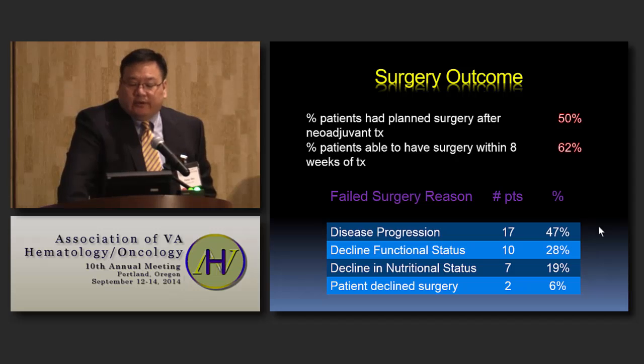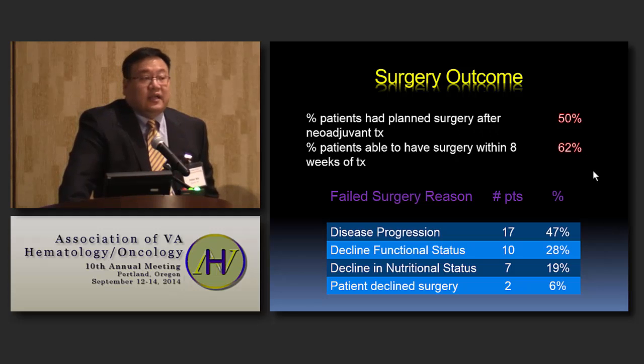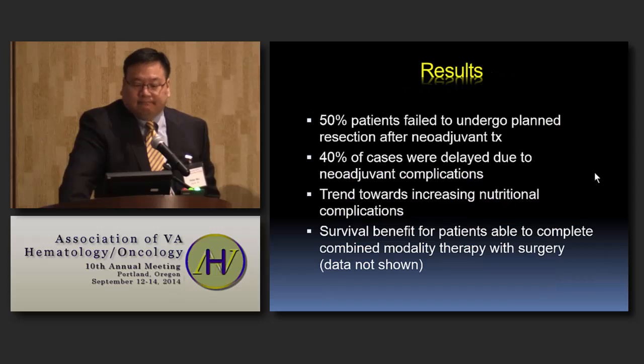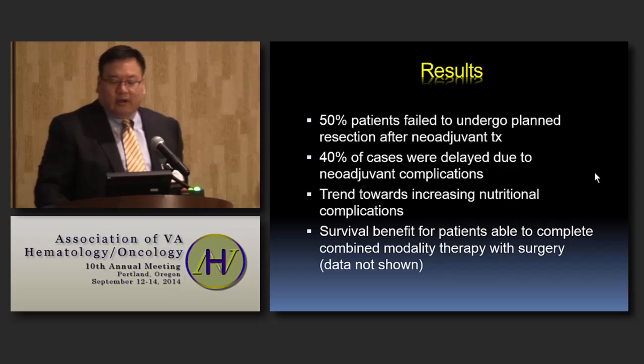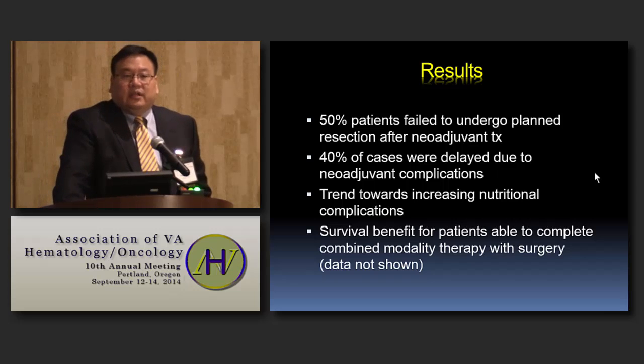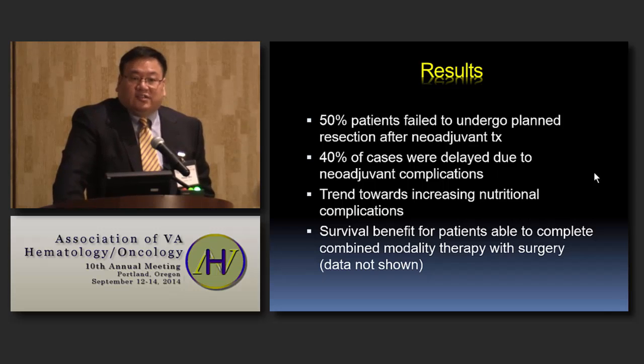Looking at reasons for failure, listed here, the most common reasons were disease progression, decline in functional status, and decline in nutritional status. So again, these were very sobering results to present to our cancer committee. Half of patients failed to undergo planned surgery. 40% of cases were delayed due to complications of chemotherapy radiation. There's a trend towards increasing nutritional complications, and in data not shown, the patients that weren't able to go into surgery compared to the surgical group had a worse survival.